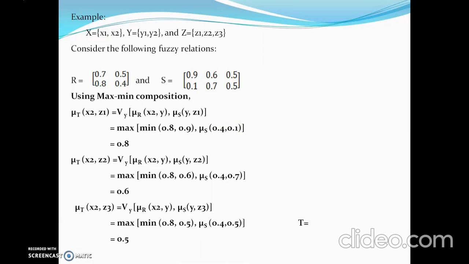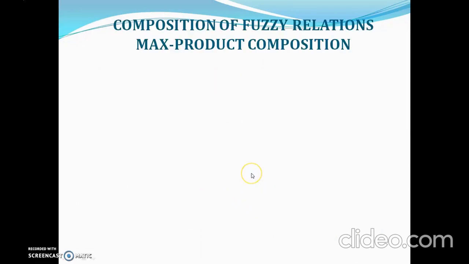So the resultant matrix will be like this. This is the max min composition for R and S relation. Same way we can use this R and S composition for max product also. Now we proceed with the max product. There are two operations we can perform over the fuzzy relation: one is the max min, another one is the max product. That Cartesian product you can use for two fuzzy sets or fuzzy set to the fuzzy relations.